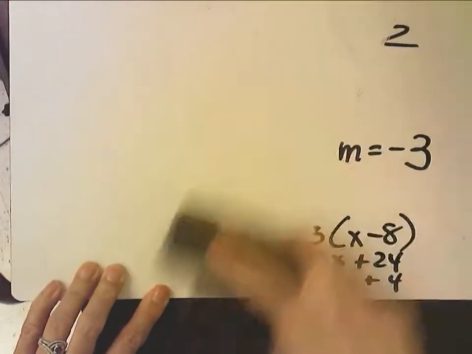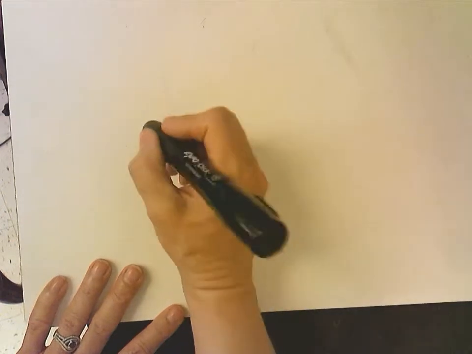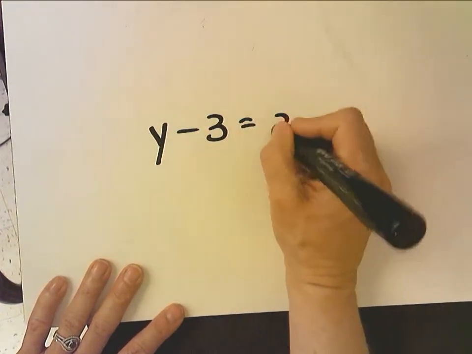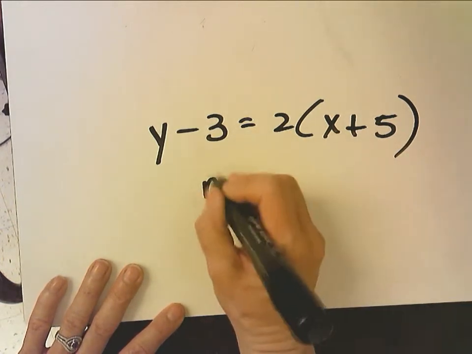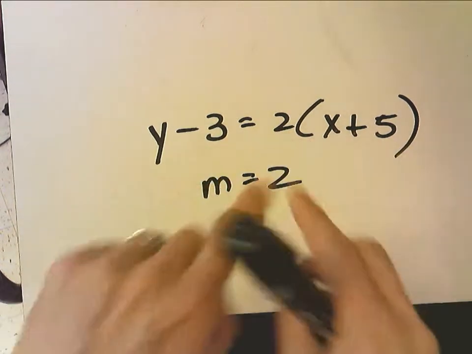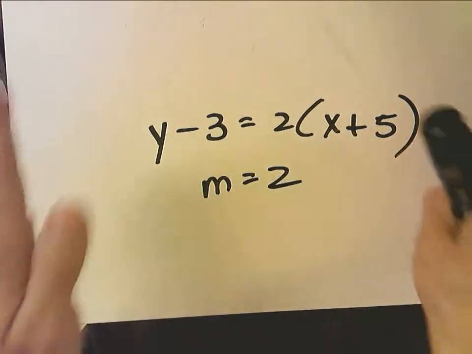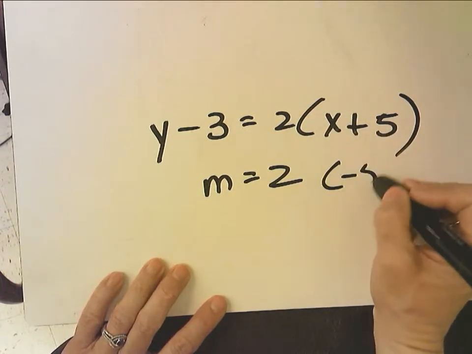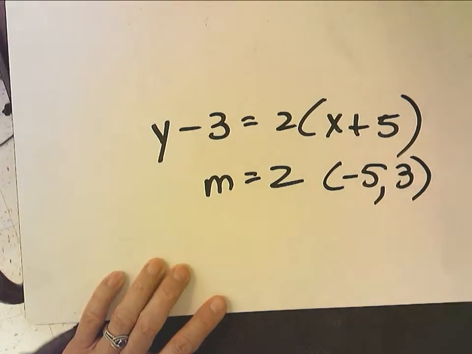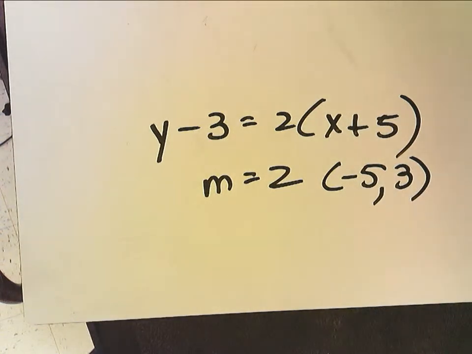And then the last one asks me to identify the point and the slope from this equation. So obviously the slope is 2, but when I pull out the point, I have to make sure I switch it and change it. So this becomes -5, 3. Okay, now that's it for the quick 5. What I'm going to go over now is some of the homework word problems.